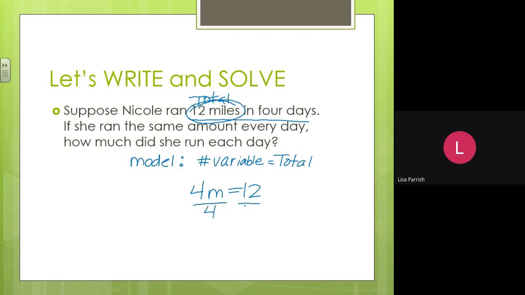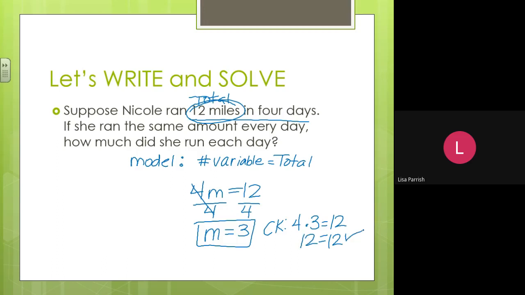So divide both sides by 4, and M equals 3. 12 divided by 4 is 3. And we can check ourselves. Plug 3 in for M. 4 times 3 is supposed to equal 12. 4 times 3 is 12, so that checks out.